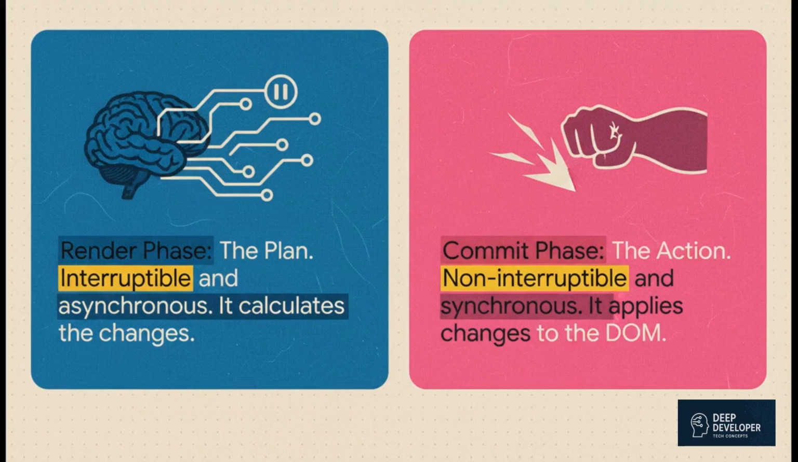Now, the truly genius part about Fiber is that it splits all its work into 2 very distinct phases. You've got the render phase, which is all about planning. It's asynchronous and, most importantly, it can be interrupted. Then you have the commit phase. This is all about action. It's synchronous and it cannot be interrupted. This separation is the key to how React stays so snappy and responsive.